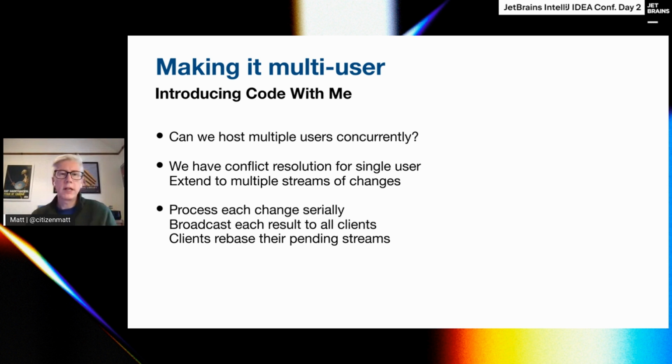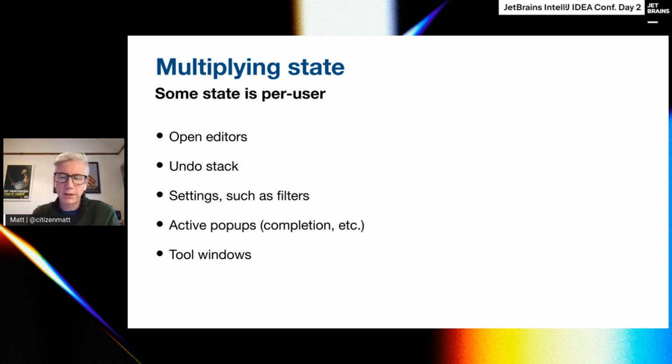So whenever a process comes in, it gets applied, and the results of that get broadcast to all of the clients. So if we've got several people joining in a session, all of them will get the result of that typing. So they get notified that new characters have been inserted. The clients can then rebase their pending streams on top of this and try again with their next message. And all of this then works in a nice conflict-free way.